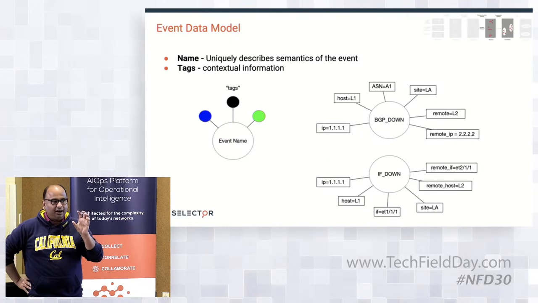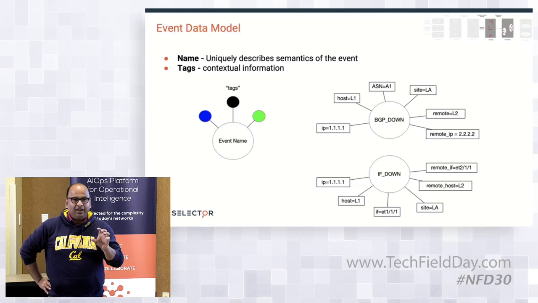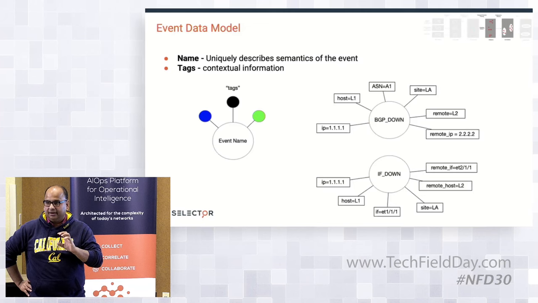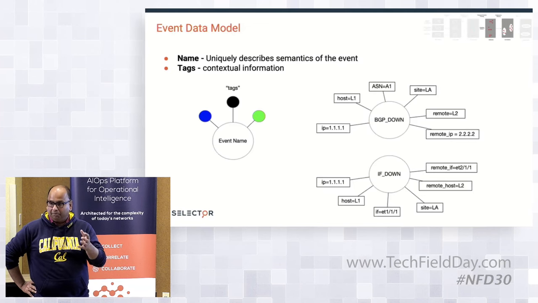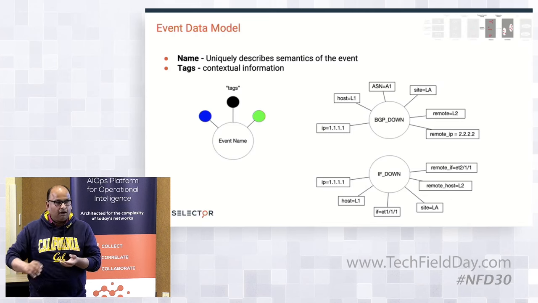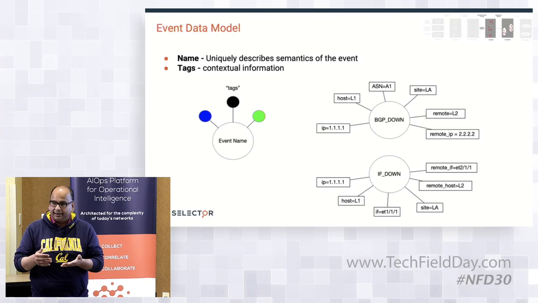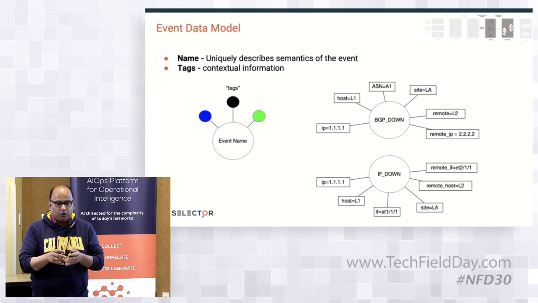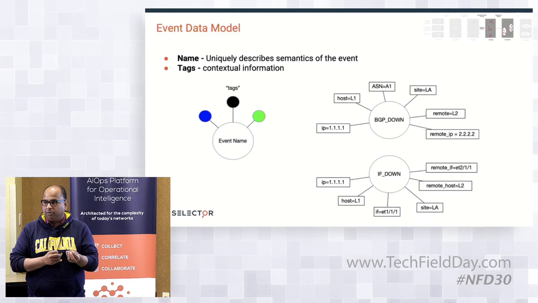So the event data model, to understand how correlation works, think of this Mickey Mouse-like thing, an event. Every event has a name, and it has a set of tags. For example, if you had an event called BGP down, the tags for that event are: what is the IP address, what is the host name, what is the ASN, what is the site? You could have any number of tags associated with an event called BGP down.